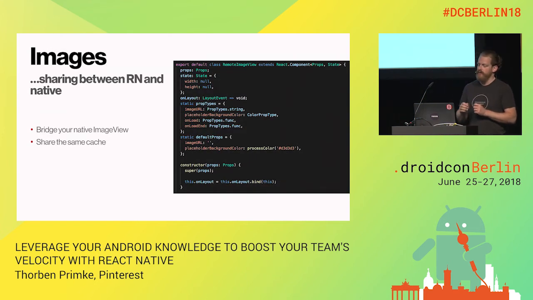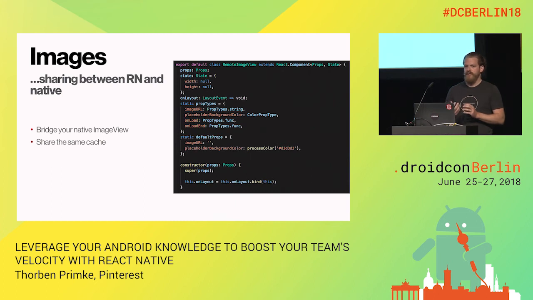Another piece where we actually brought over the native implementation of a UI component is our image view. The reason for that is that we already have a pretty robust component on both platforms to handle our image loading, and so on the Android side, that's Picasso. I mentioned earlier we were already looking at Fresco, but it wasn't the one that we were actually using for the majority of the app at the time.